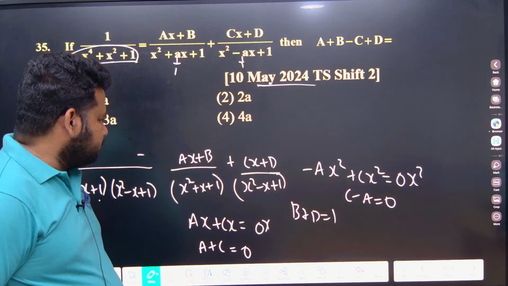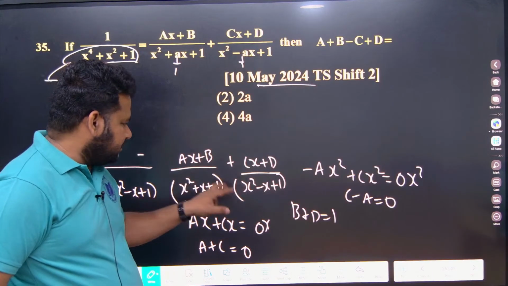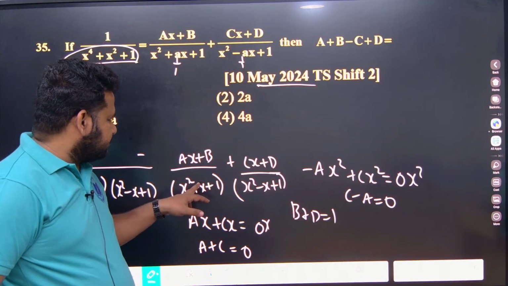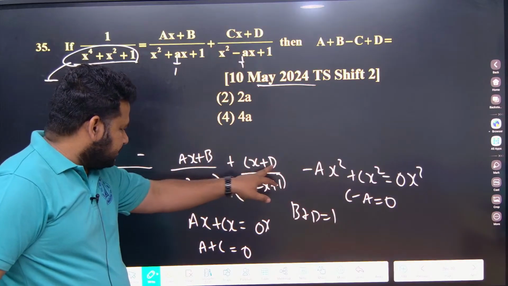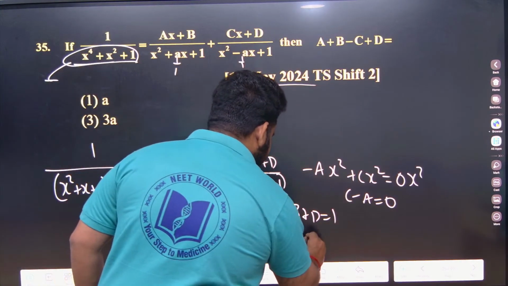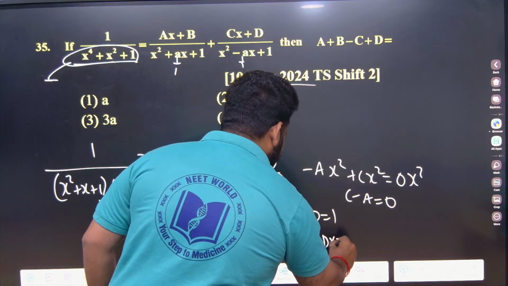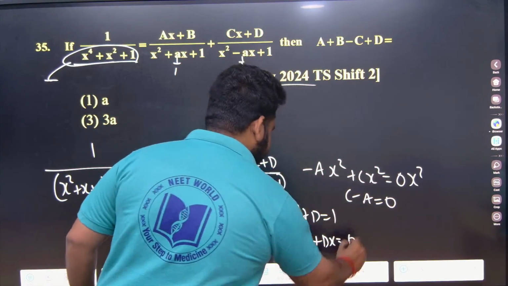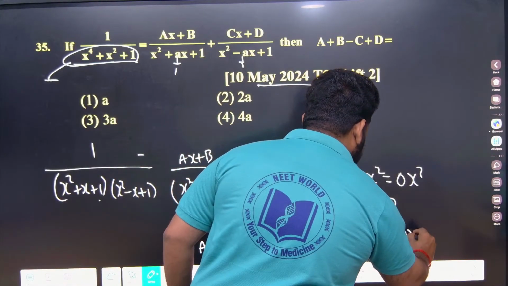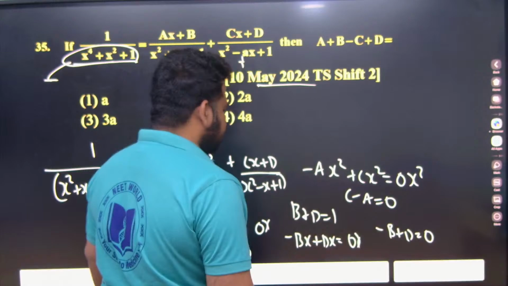Now let us find out one more term in terms of b and d. So bx, see, dx minus bx, or I can write it as bx plus dx is equal to what? Coefficient of x, there is nothing there, 0x. So I can write it as minus b plus d is equal to 0. Okay, so I got the values.